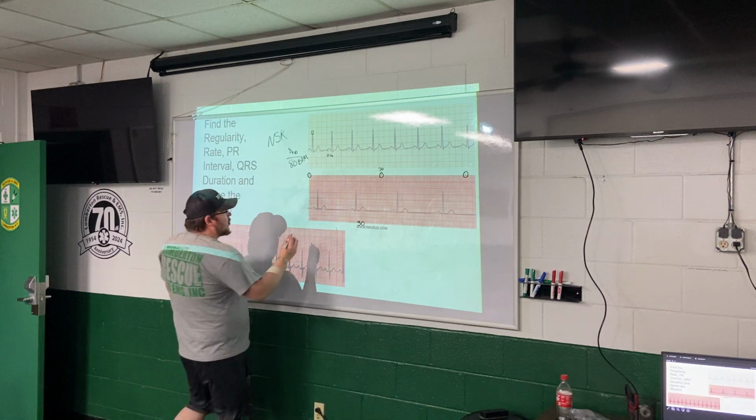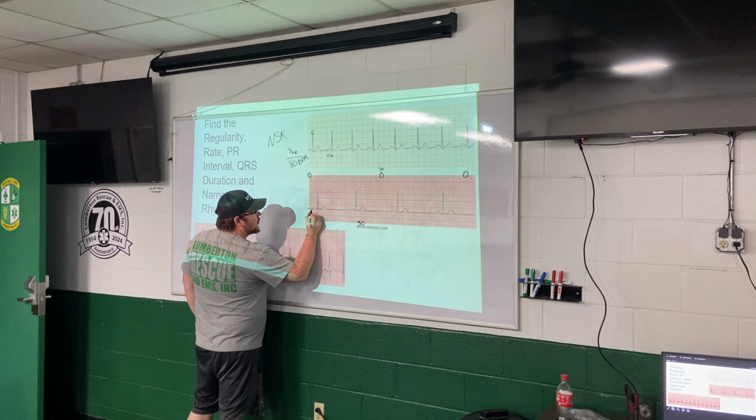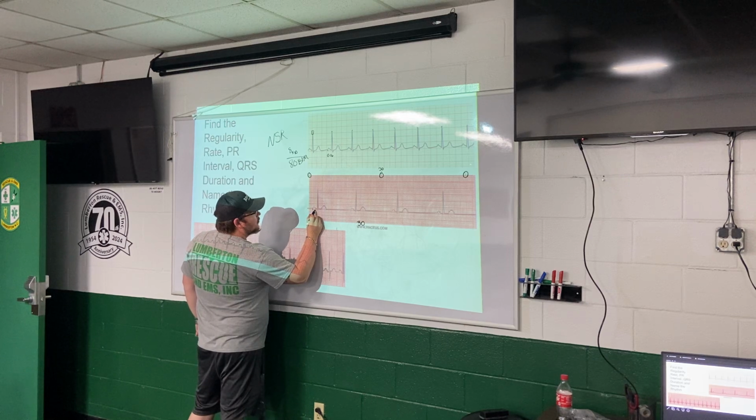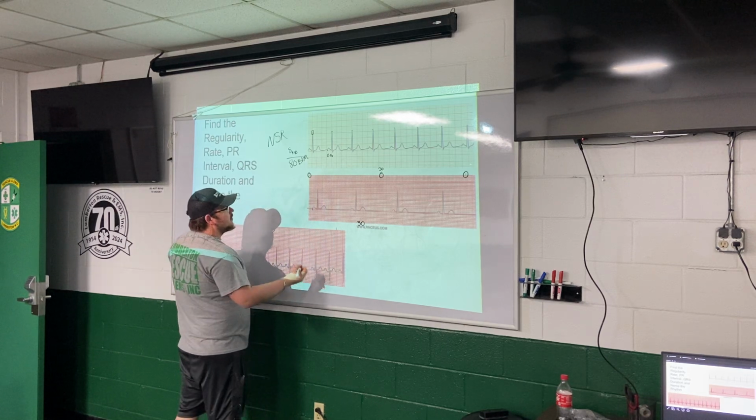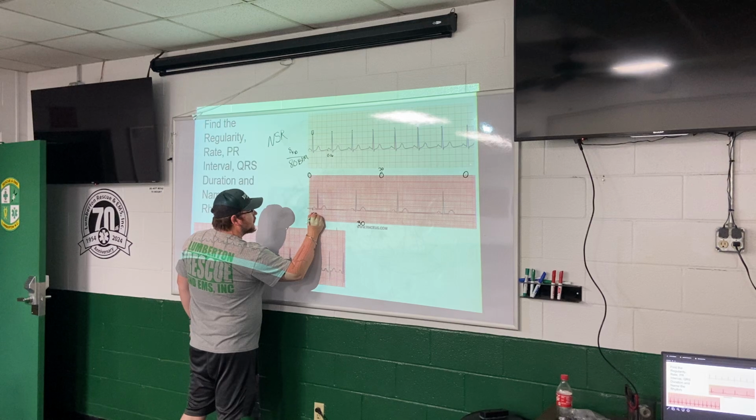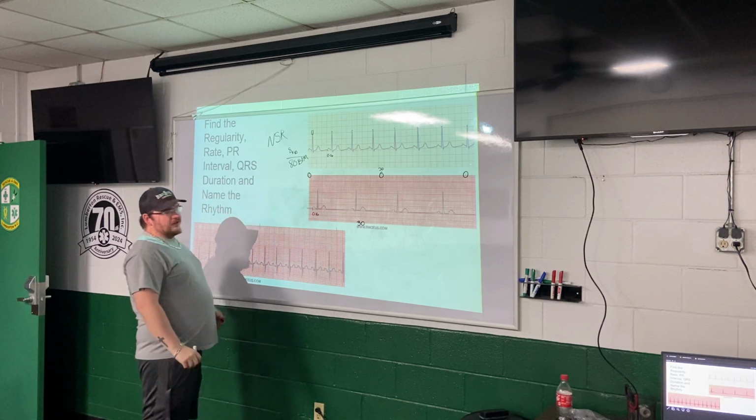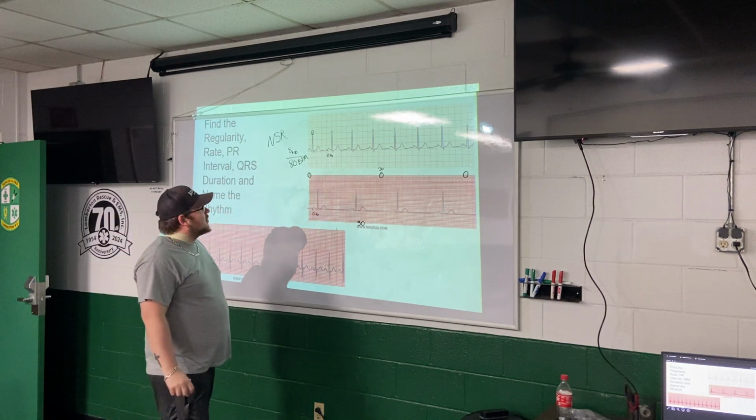All right, for our PR interval, it looks like it starts here. Then we got 1, 2, 3, 4 again. So 0.16, which means it is a sinus rhythm again.